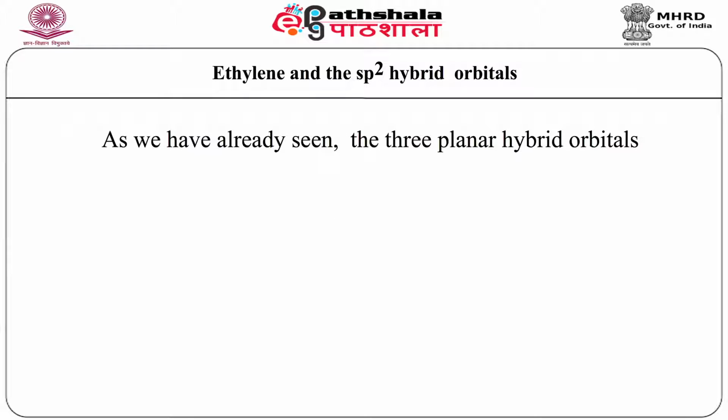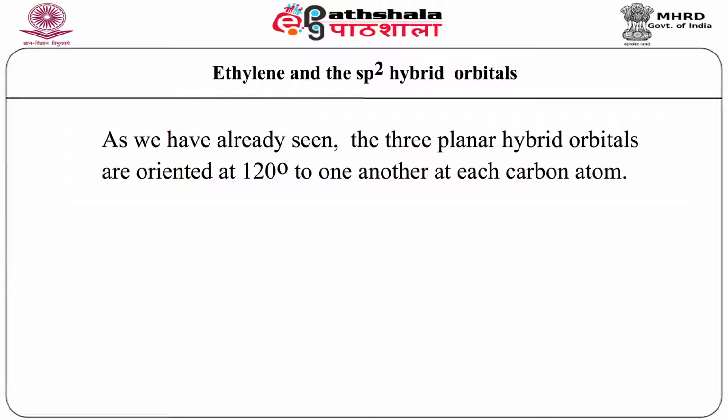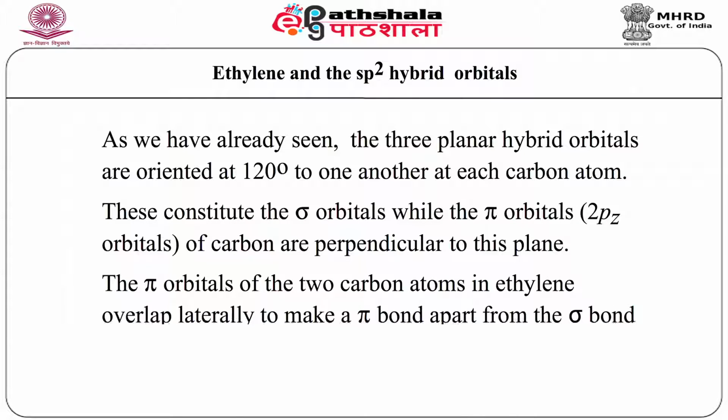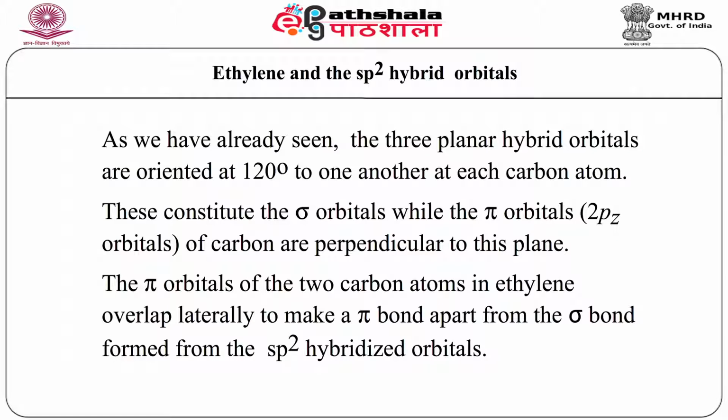As we have already seen, the three planar hybrid orbitals are oriented at 120 degrees to one another at each carbon atom. These constitute the sigma orbitals, while the pi orbitals, the 2pz orbitals of carbon, are perpendicular to this plane. The pi orbitals of the two carbon atoms in ethylene overlap laterally to make a pi bond apart from the sigma bond formed from the sp2 hybridized orbitals.